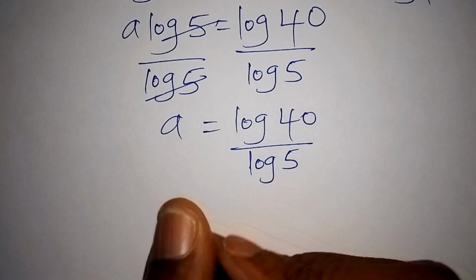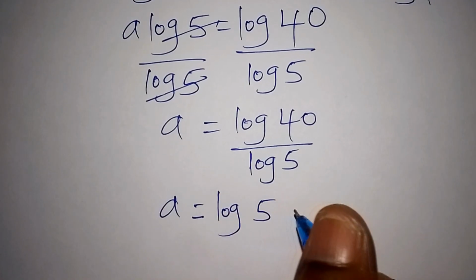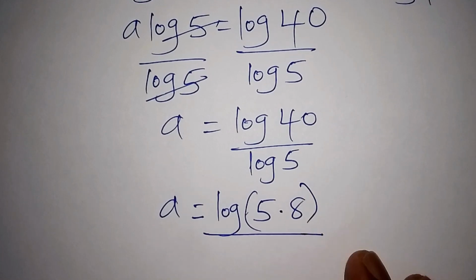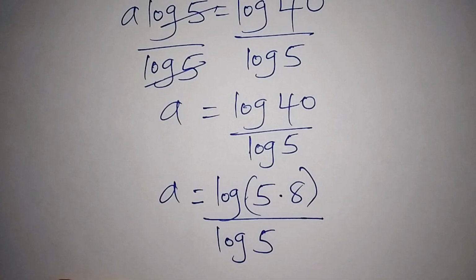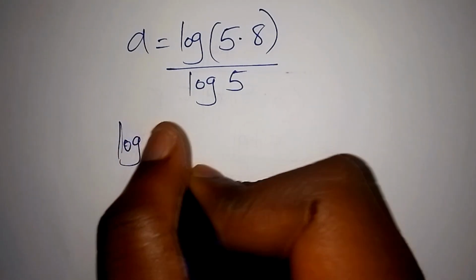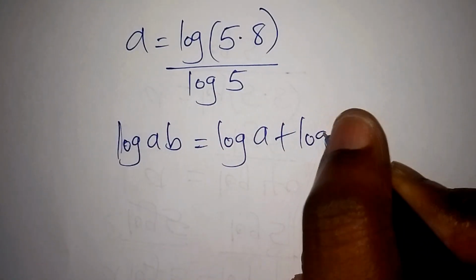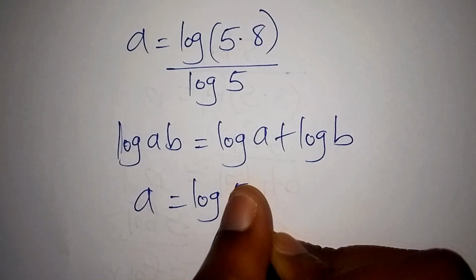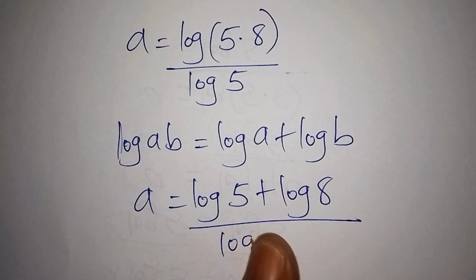So now our a can also be written as the log of 5 multiplied by 8, all over the log of 5. Let's assume we had the log of a multiplied by b. This can also be written as the log of a plus the log of b. So in other words, our a is equal to the log of 5 added to the log of 8, all over the log of 5.